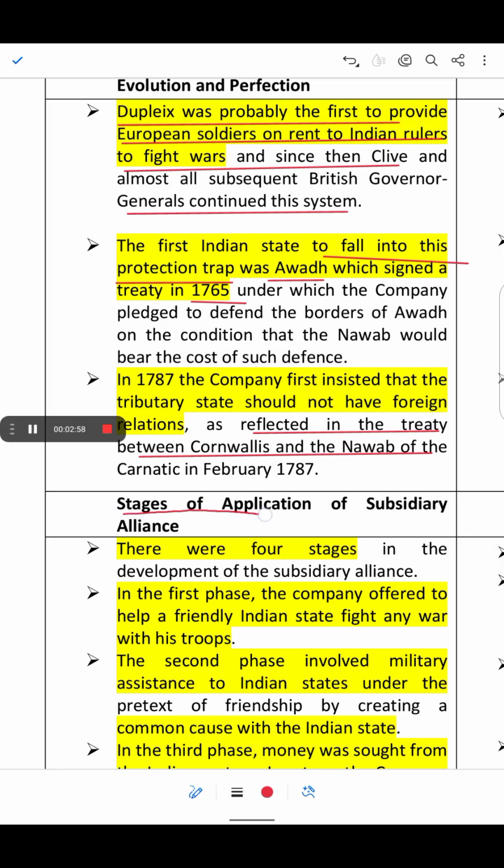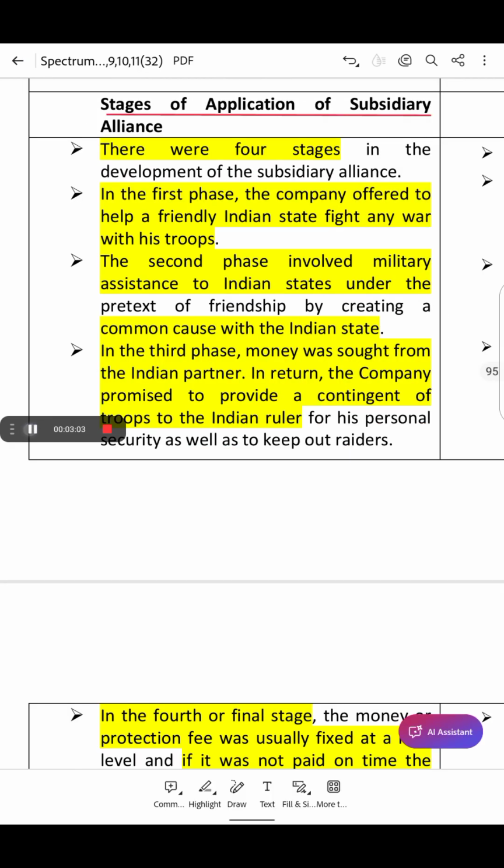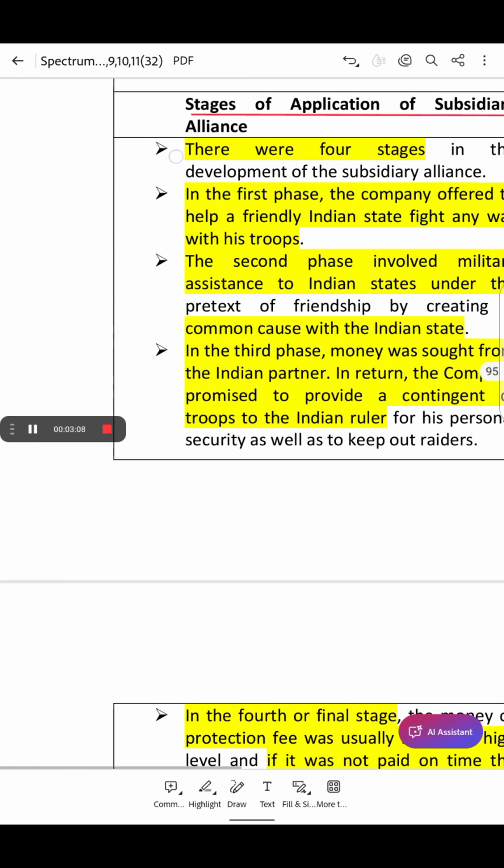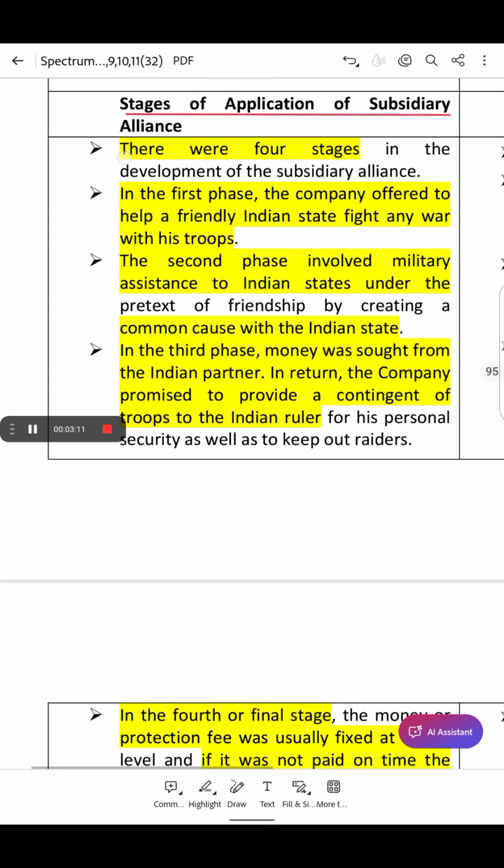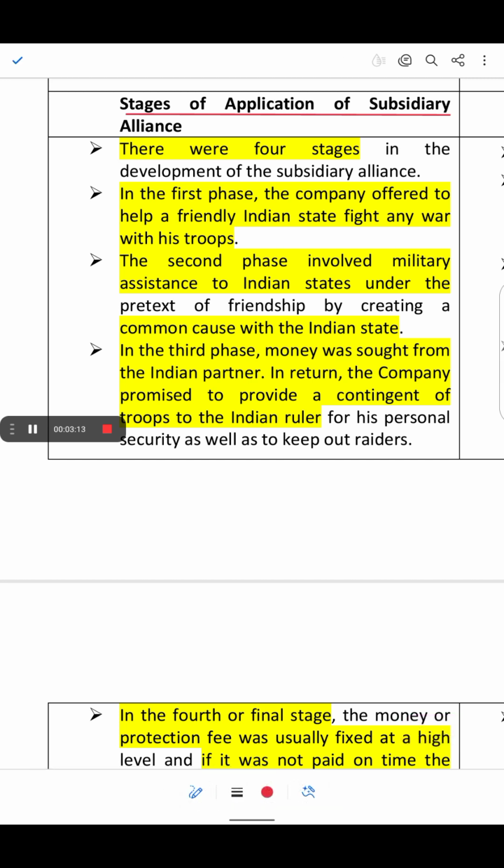Next is the stages of the application of subsidiary alliance. There were 4 stages in the development of the subsidiary alliance. In the first phase, the Company offered to help a friendly Indian state fight any war with its troops. The second phase involved military assistance to the Indian states under the pretext of friendship, by creating a common cause with the Indian state.